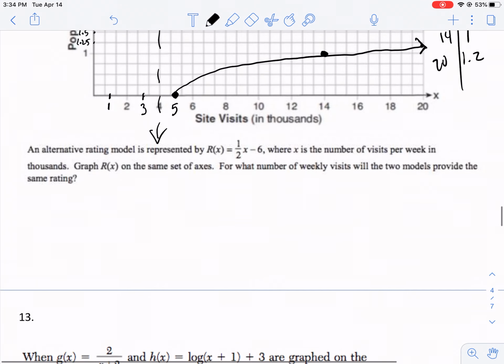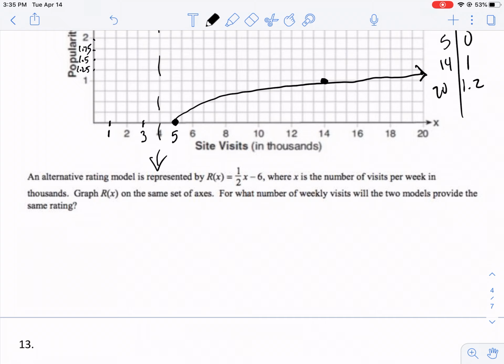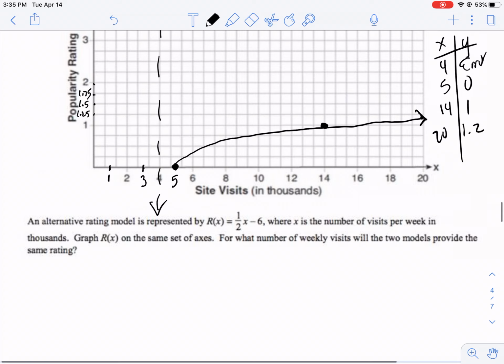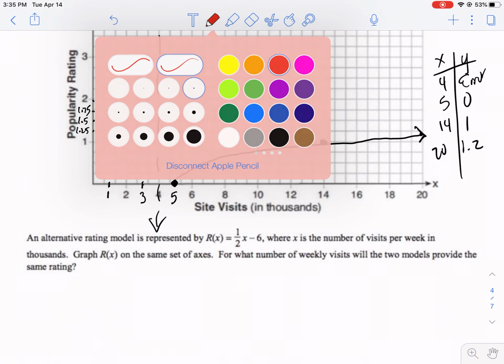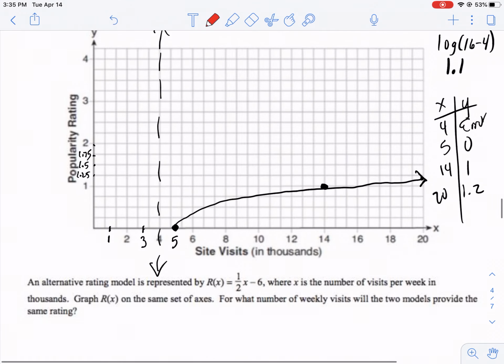Oh boy, here we go. Alright, so this had to be a 4-point question on the Regents exam. An alternative rating model is represented by that equation where x is the number of visits in thousands. Graph r of x on the same axes. For what number of weekly visits will the two have the same rating? Alright, so 1/2 x minus 6. Now let's just go type it in, because I can't graph the entire thing. 1/2 x minus 6.